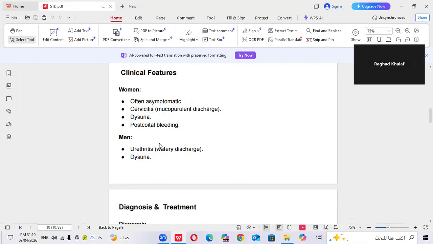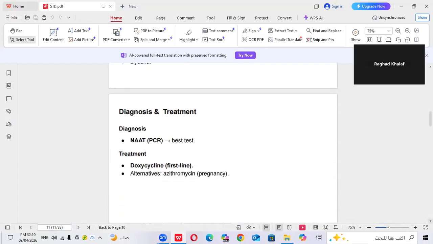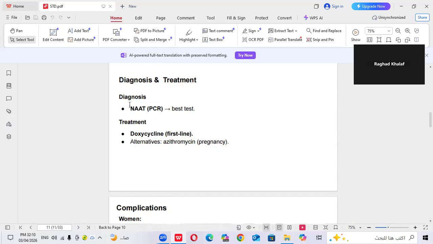For men, it's the very same as gonorrhea. It's going to lead to urethritis, dysuria, and discharge. But the discharge characteristic here is different from gonorrhea. It causes watery discharge, unlike the one in gonorrhea, which is purulent, which means that the color of it is yellow to green.